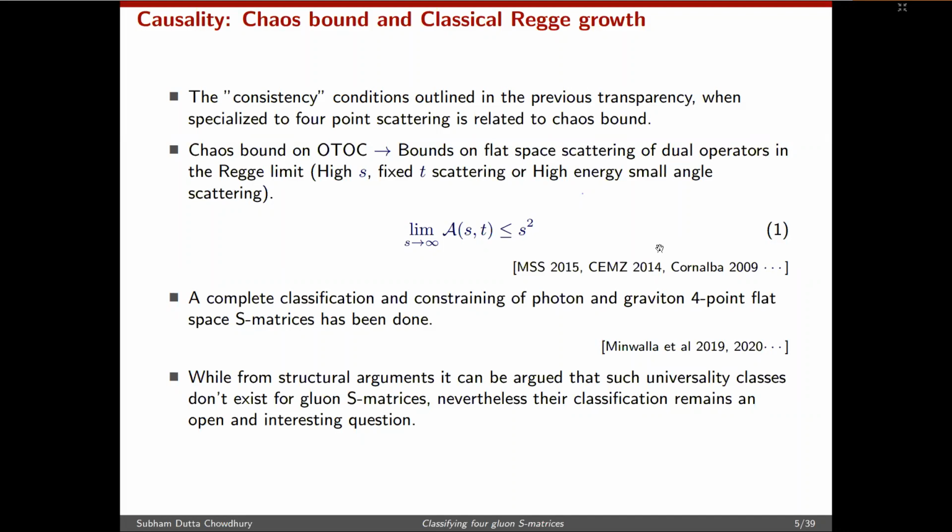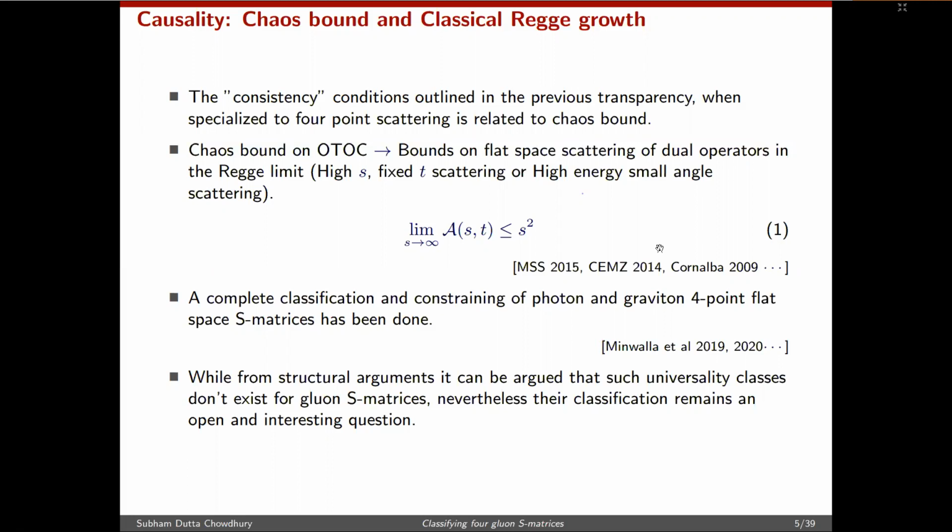So for the moment, let's just take equation number one as some sort of a bound we're just going to impose. It's observation motivated. There are certain hints of it from the OTOC chaos bound, growth, and so on. And using this, we did a complete classification of this thing. And for gluon S-matrices, one can show that.